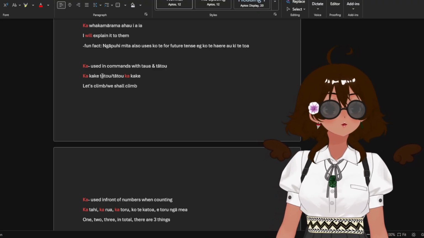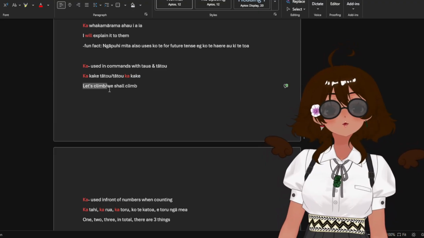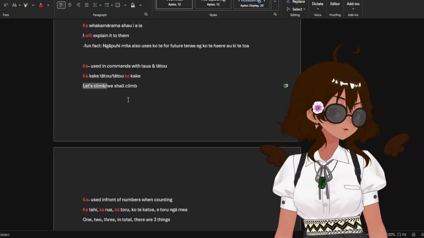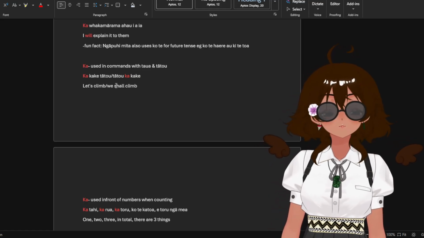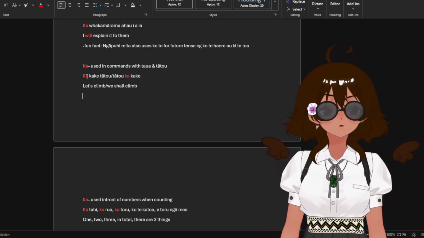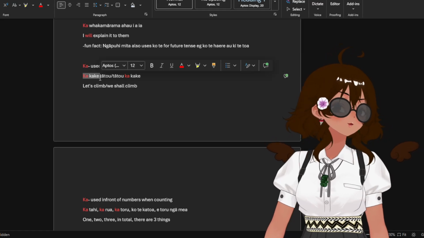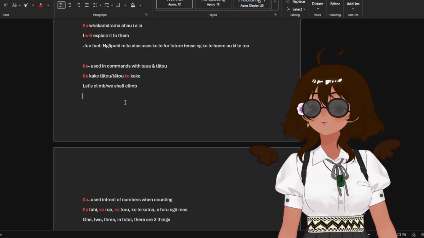So, ka kake tātou or tātou ka kake, there are both ways you could say it. Let's climb, or I guess tātou ka kake. That's a bit of a tongue twister. We shall climb. I guess it kind of just puts more emphasis on tātou, but then this one puts more emphasis on ka kake. Very funny, bit of a tongue twister.